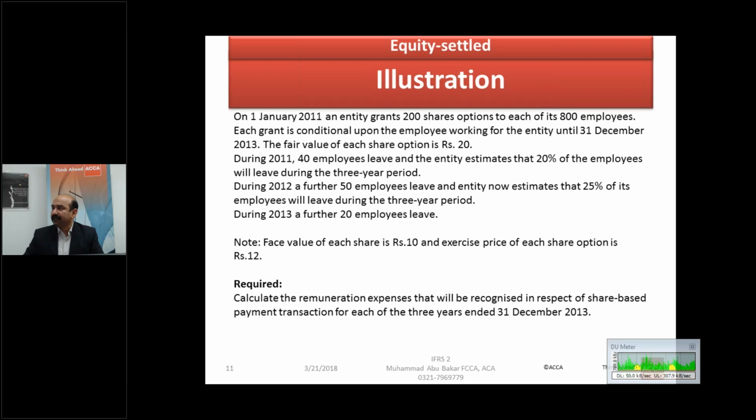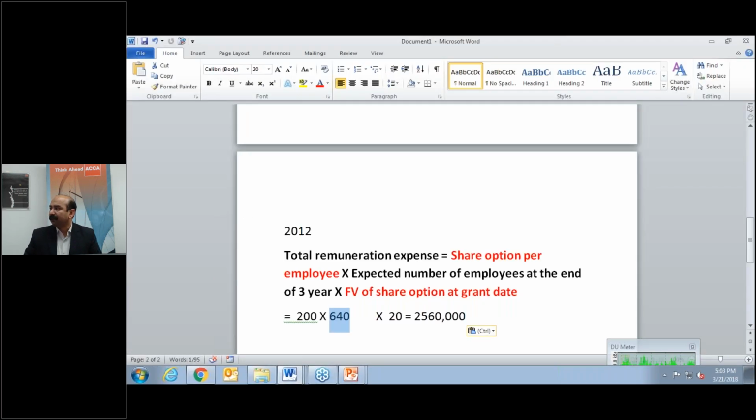So this will give us 75% of the employees. So 75%, 600 employees. So when we multiply 200 into 600 into 20, this will give us 24 lakh. Okay. So this is the total remuneration expense, expected total remuneration expense at the end of second year.